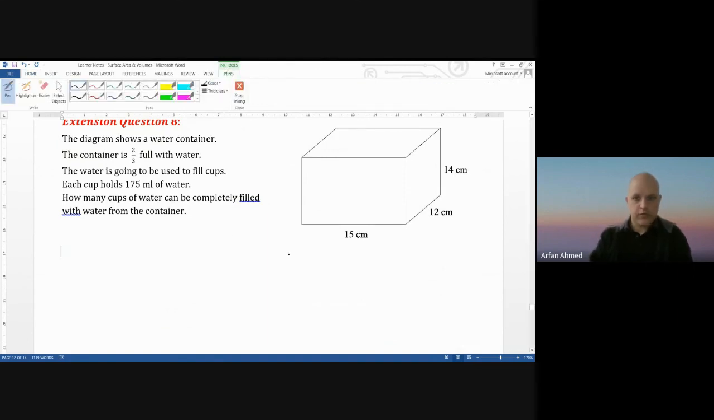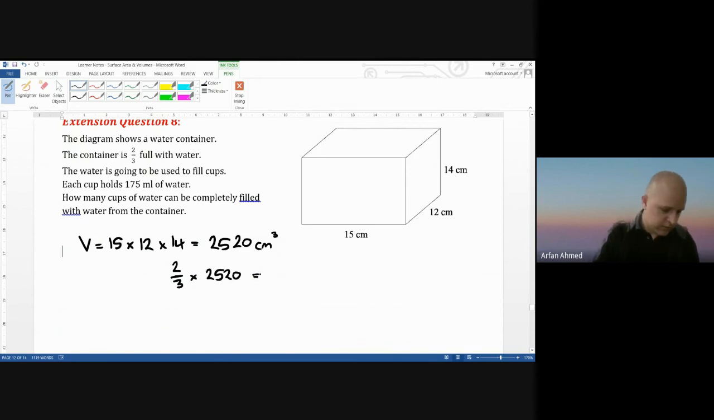Let's work out the volume of this. That's going to be 15 times 12 times by 14. Just multiply all 3 together. Quick way for a cuboid. It's going to be 2,520 centimeters cubed. So they're saying it's 2/3 full. So what's 2/3 of that? Let's work out 2/3 of that, times by 2/3.